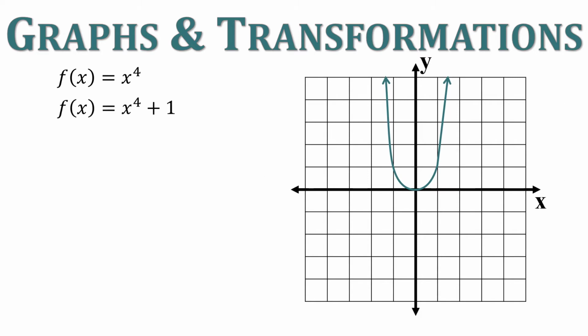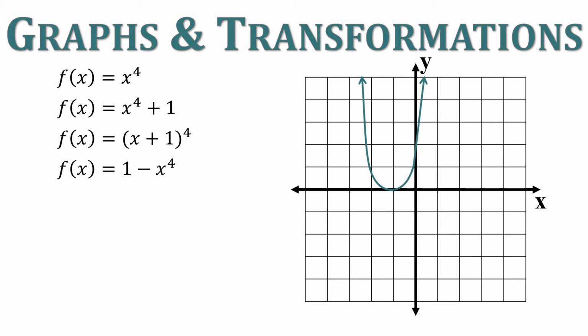So what happens if we add 1 to the outside? It moves it up 1, right? What if we add 1 to the inside? It moves it left 1. Lastly, what if we say 1 minus x^4? Well, that flips it down because the x^4 is negative, but our 1 is positive, so it moves it up.